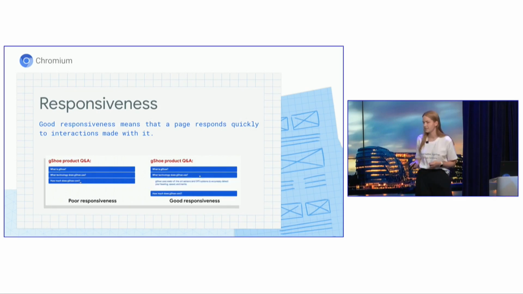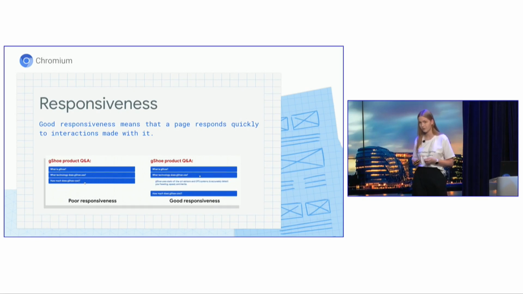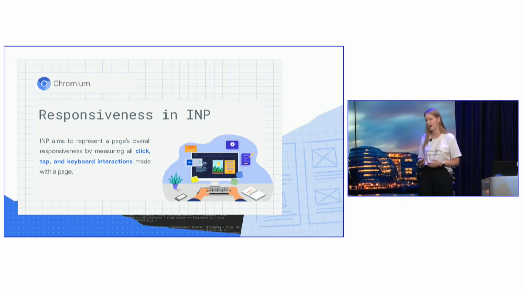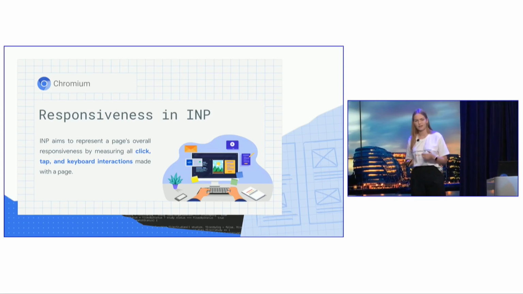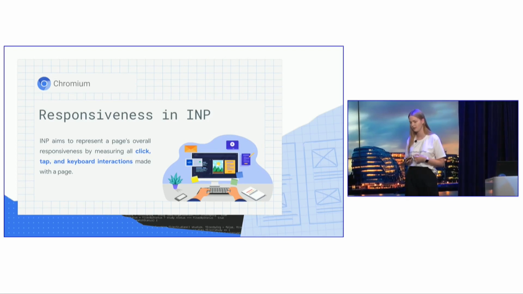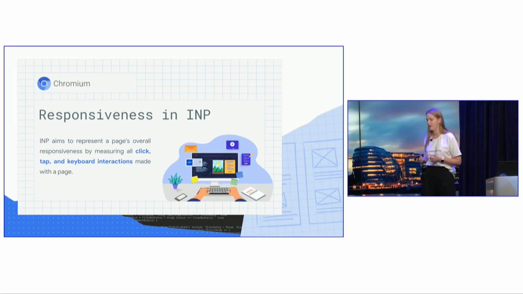And on the left, you can see good responsiveness, visual feedback immediately. Whenever I press, I see all the details I want to see. But it's still pretty abstract, so we need numbers on how we can actually measure it. INP aims to represent overall page responsiveness by measuring all click, tap, and keyboard interactions made with it. Some examples are clicking with a mouse, tapping on a device with a touch screen, or pressing a key on either a physical or on-screen keyboard.